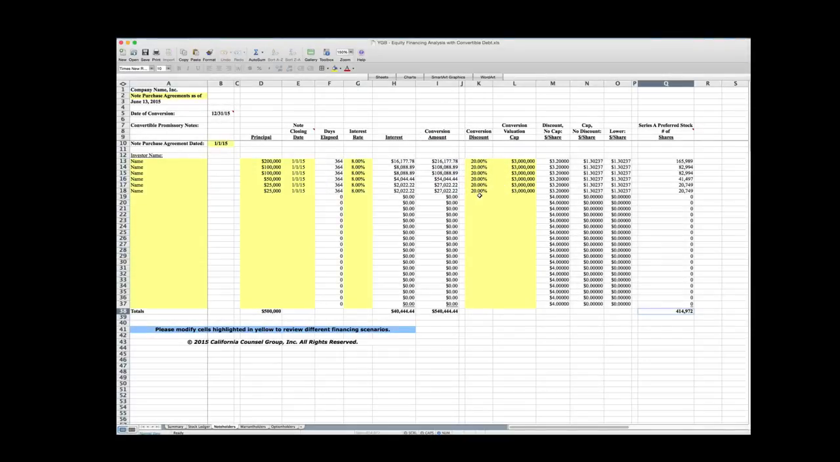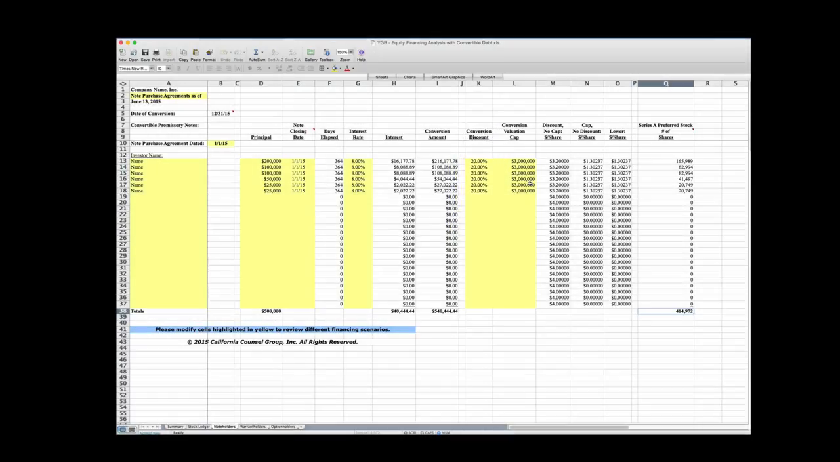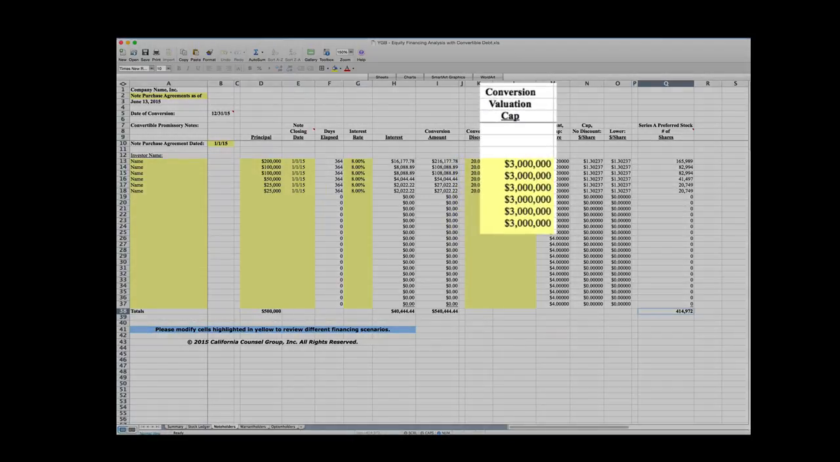The model also factors in some key convertible debt financing terms. So here's the conversion discount. That's applicable to the prior convertible debt financing. And this is a discount off the price per share in the next equity round. It also takes into account the conversion valuation cap if that applies to your convertible debt financing. So what this means is the investors say, okay, you can convert my conversion amount into shares of the next equity financing. However, you cannot convert them at a valuation that's greater than $3 million. That's the amount that we're using in this particular case.